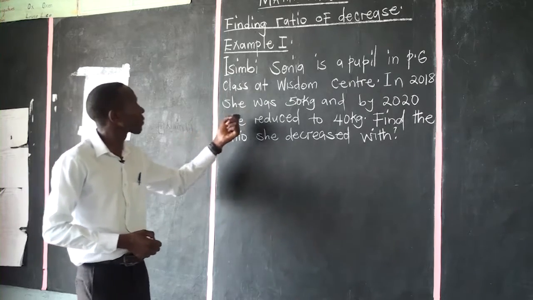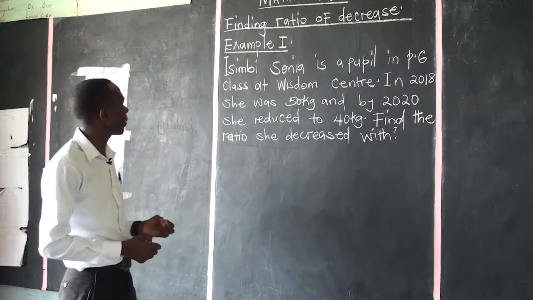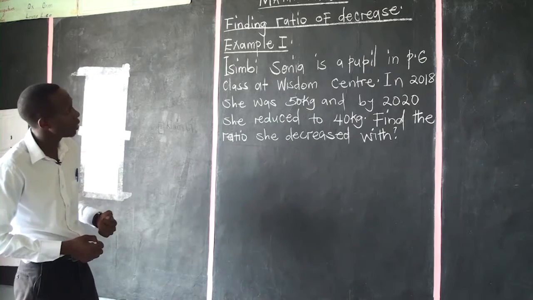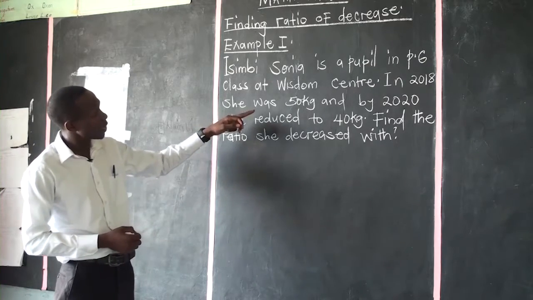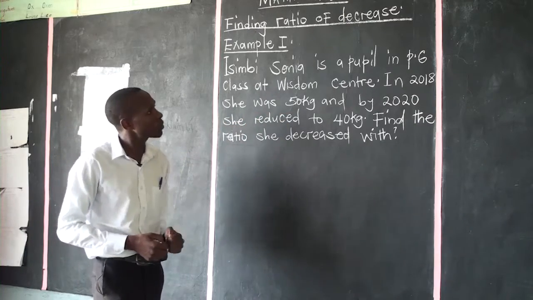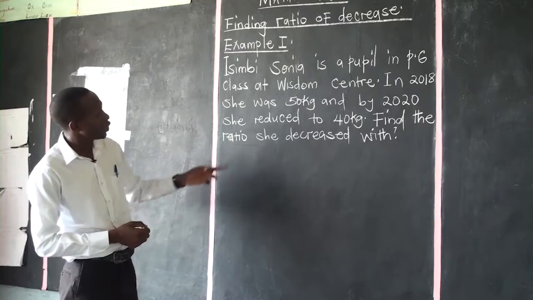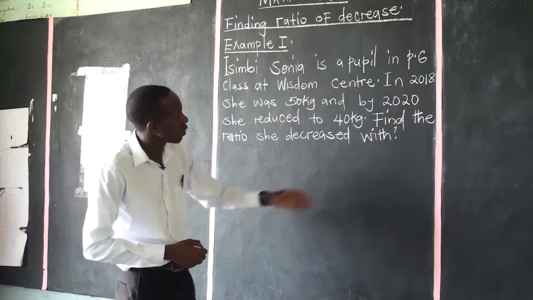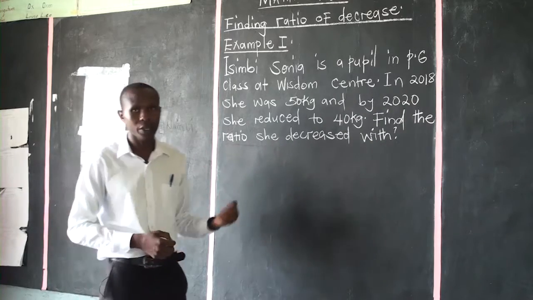For example, example one says, Simbi Sonia is a pupil in primary 6, or P6 class, at Wisdom Center School. In 2018, she was 50 kilograms. And by 2022, she reduced to 40 kilograms. Find the ratio she decreased with.